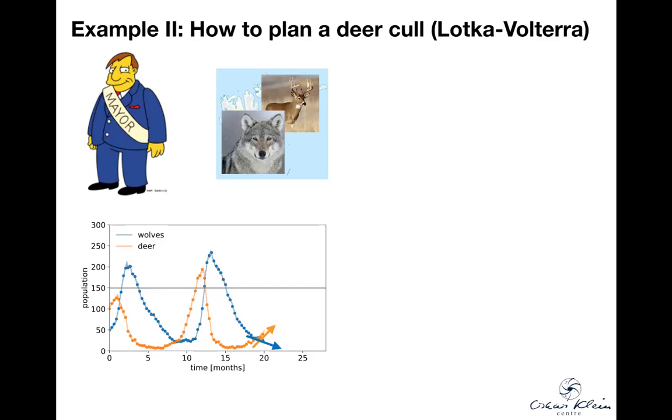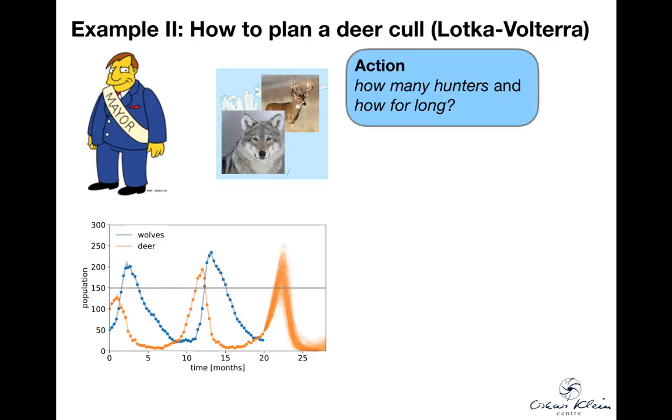So there's a good chance that there's going to be a big spike in the deer population. And because we're God in this world, we can say, yeah, there is a pretty good chance. This is simulating forwards from the true parameters that the deer population is going to be high. So we're going to plan a cull. The question is, how many hunters are we going to employ and for how long?